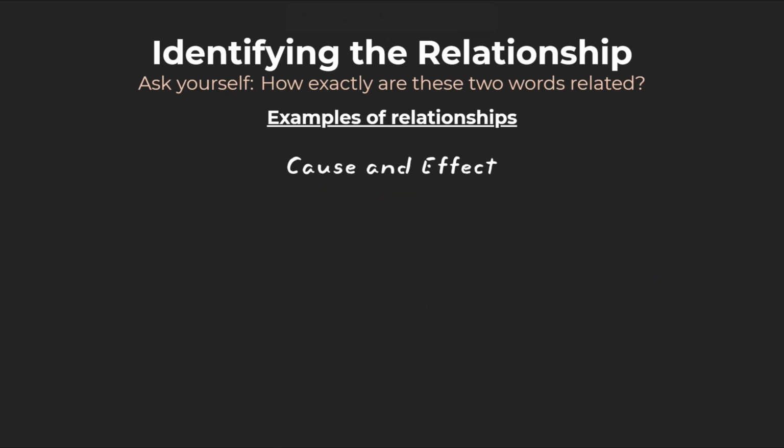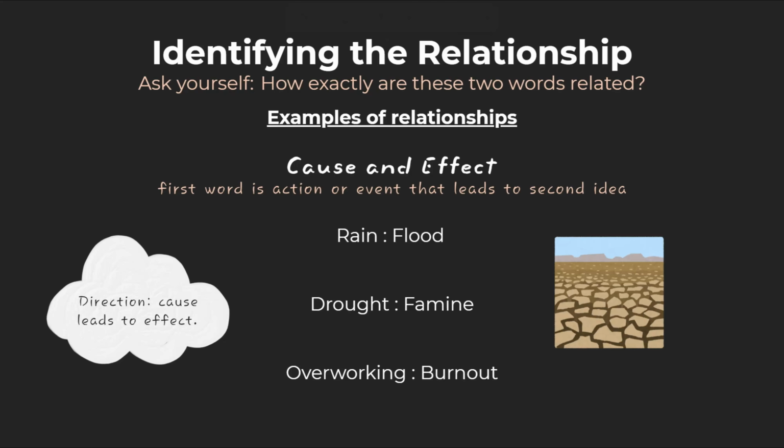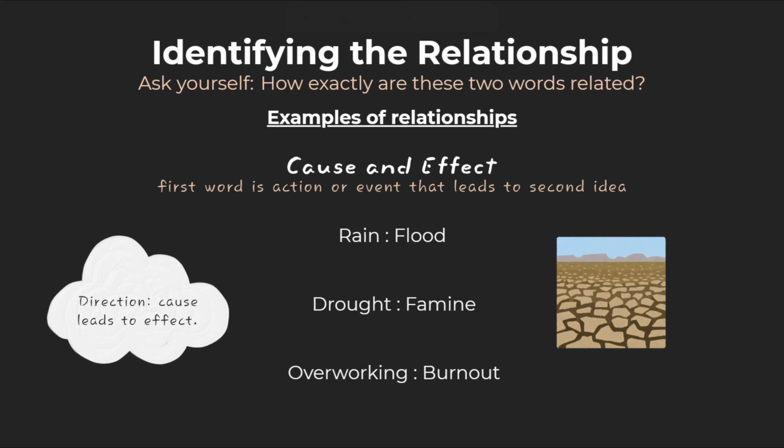Cause and effect. In this relationship, one word represents an event or action that leads directly to the other. For example, rain is to flood, drought is to famine, or overworking is to burnout. The key here is direction. The cause leads to the effect, not the other way around. This relationship only works one way, so always check that the first word clearly leads to the second, and not vice versa.